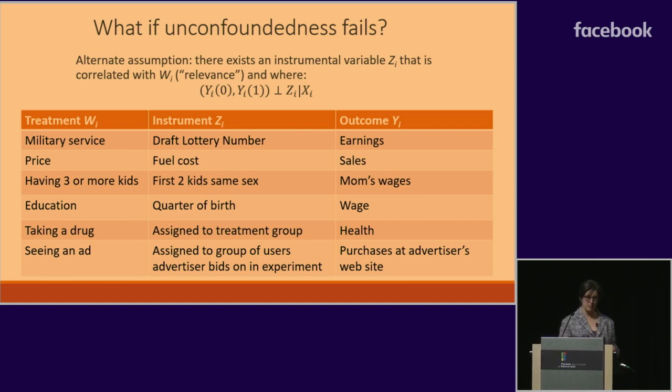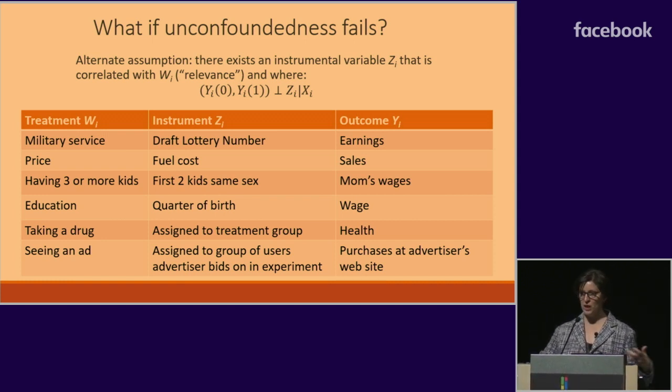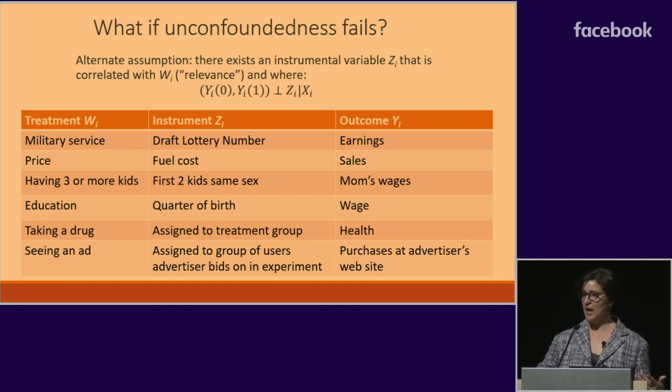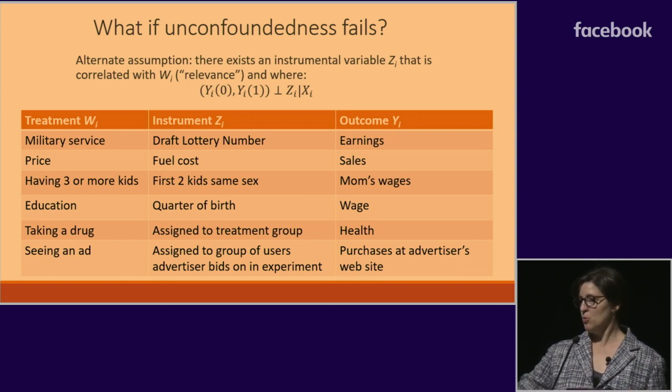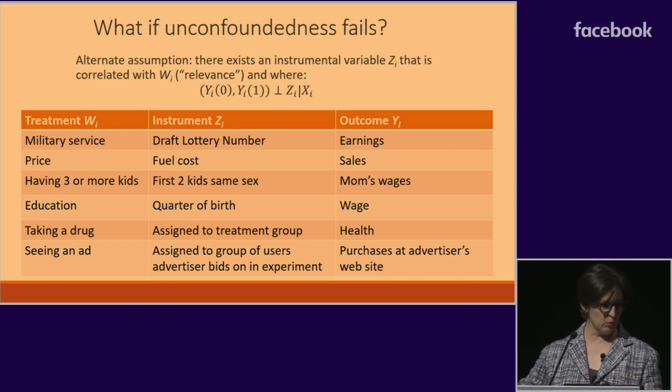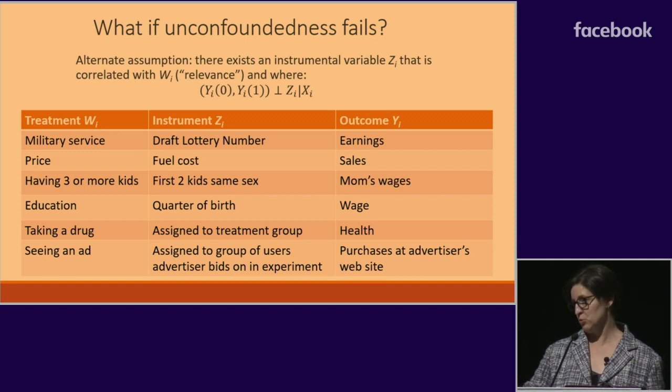The idea of an instrumental variable is that it's a variable that is correlated with your treatment assignment, which means it's relevant, but it's independent of the potential outcomes. Some examples of this: if your treatment is military service, suppose I want to know the effect of putting someone in the army. Well, people who go to the army are different from people who don't, so I can't just directly compare them. But when we had the military draft for the Vietnam War, people with high lottery numbers were more likely to go to the war than people with low lottery numbers. And the lottery number was randomly assigned.